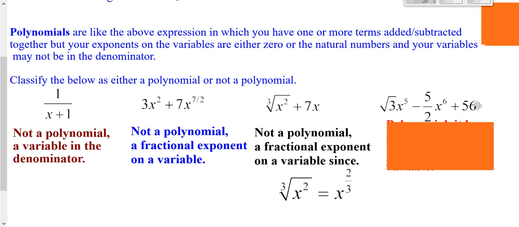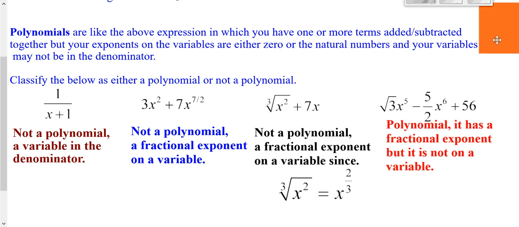This last one over here is a polynomial. You might be thinking, yes, we have a root, but it's only our coefficient or a number in our root. That root does not apply to one of your variables. All the exponents on your variables are positive whole numbers, and you don't have any variables in the denominator.